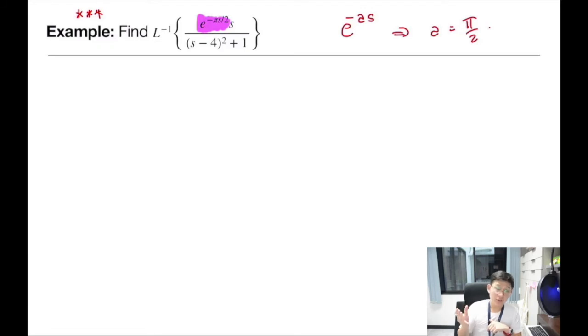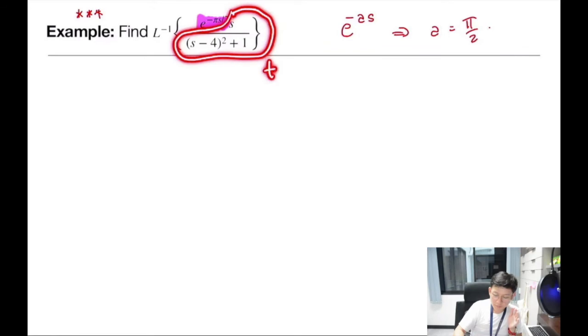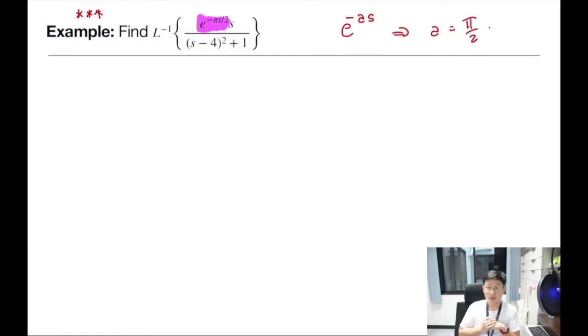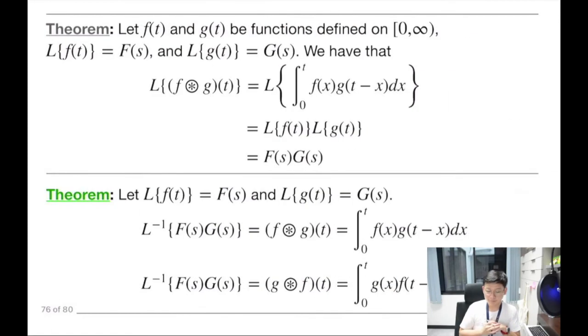And then you just need to find the Laplace transform of this guy. And then you shift t to t minus half pi, right? And then you have u of t minus half pi, and the rest is the same. Okay? You try that yourself. Okay, the last technique is the convolution.